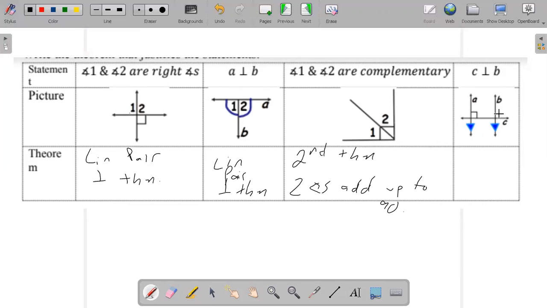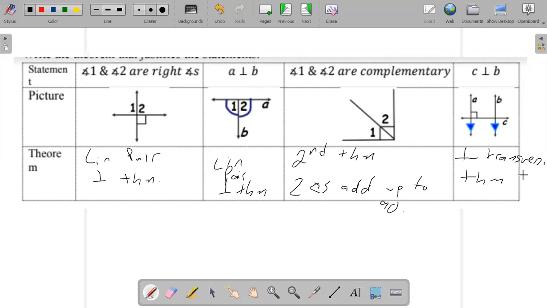With C, I want to try and show that line C and line B are perpendicular. Well, I know that line A and line C are parallel. And I know that A is perpendicular to C. So if I know that A and B are parallel to each other, and A is perpendicular to C, I have two parallel lines. One of those lines is perpendicular. So if I know that one of those lines is perpendicular, this is going to be the perpendicular transversal theorem.